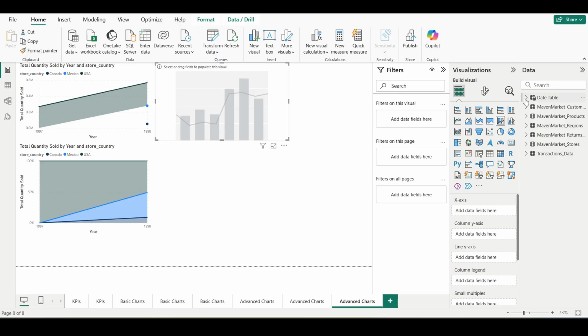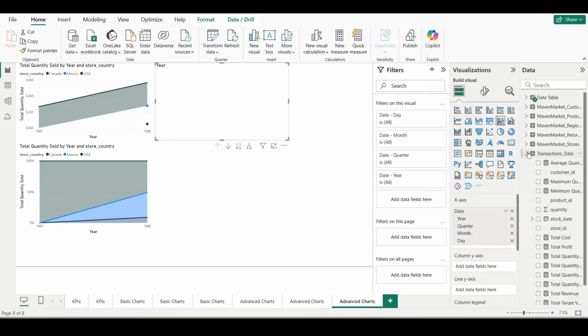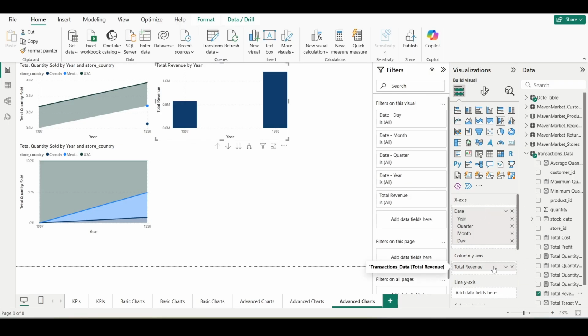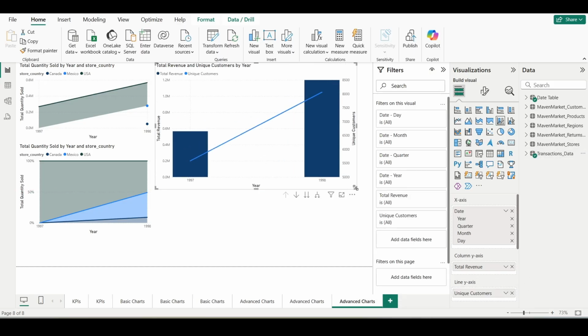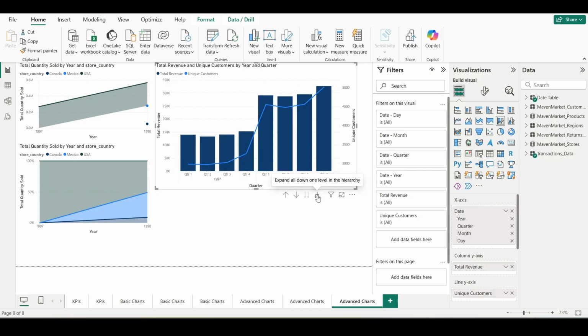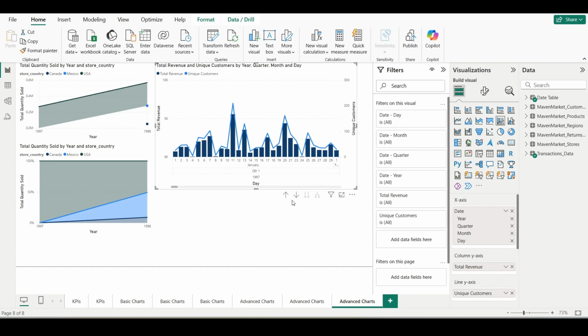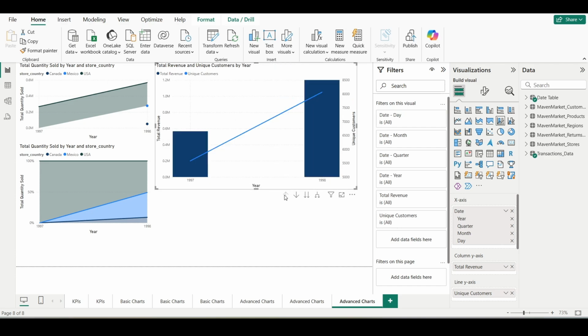Click on the chart. Drag date onto x-axis, drag total revenue onto column y-axis, and drag unique customers onto line y-axis. Let's expand the chart for better visibility, and we can use drill up and drill down options over here again. Drill down and drill up. So this chart helps us identify trends and make data-driven decisions about customer retention, pricing, and marketing strategies.